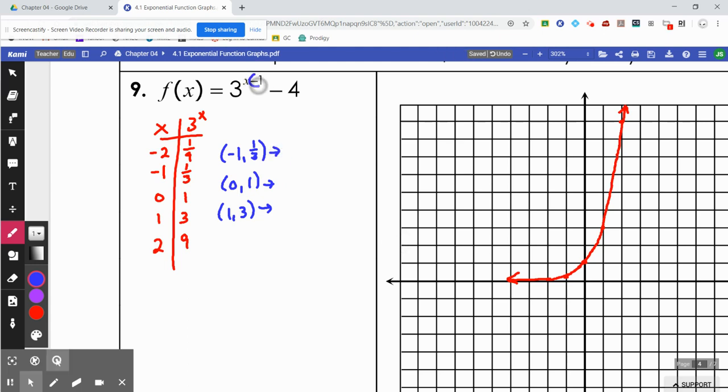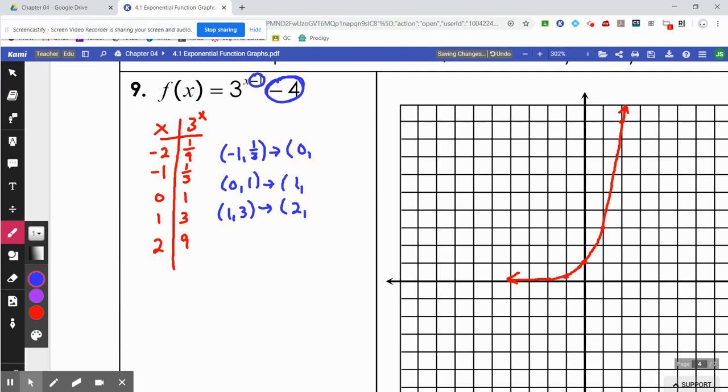You only have 2 transformations. Your graph is going to be moved right 1 and down 4. So let's take each of these points and let's move them all right 1. So -1 would move to 0, 0 would move to 1, and 1 would move to 2. We moved all of our points right 1. Now let's move them all down 4.